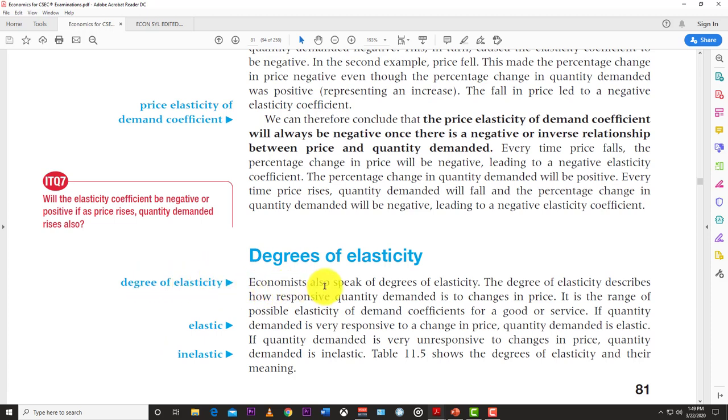Degree of elasticity. Economists also speak of degrees of elasticity. The degree of elasticity describes how responsive quantity demanded is to changes in price. It is the range of possible elasticity of demand coefficients for a good or service. If quantity demanded is very responsive to a change in price, the quantity demanded is elastic. So if it's very responsive, as in the 5, very elastic. If quantity demanded is very unresponsive to the change in price, quantity demanded is inelastic. So based on the coefficient, you would know whether it is elastic or inelastic.